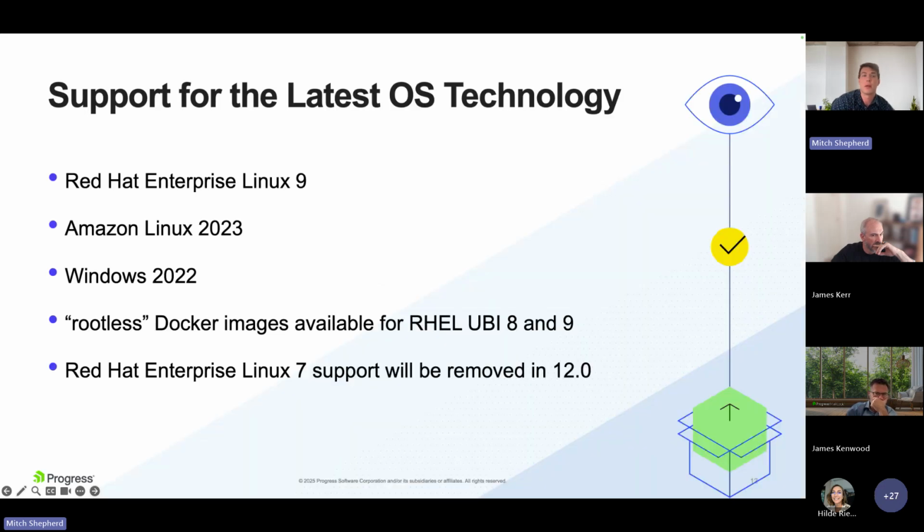We've added a bunch of support for the latest OS technology. So you'll see Red Hat 9, Amazon Linux 2023, and Windows 2022. A rootless Docker image is now available. And one thing to note is that Red Hat 7 support is being removed from MarkLogic 12.